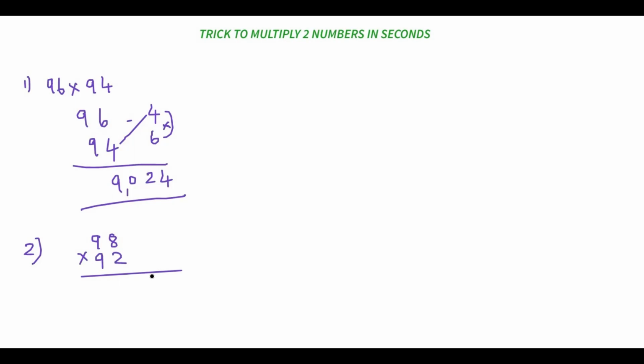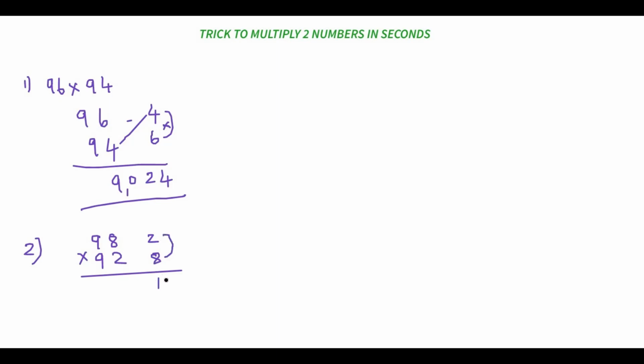So what is the first step we are going to do? Right. How much is 98 less than 100? So it is 2 less than 100. How much is 92 less than 100? It is 8 less than 100. So then what is our next step? Right. Our next step is we are going to multiply these two.